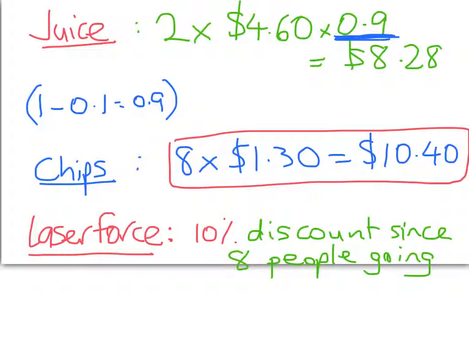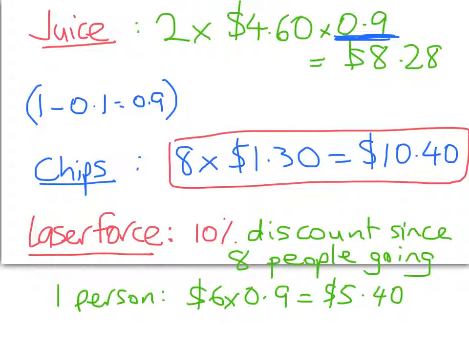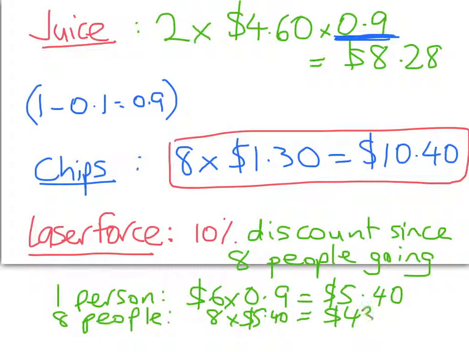going, which means that my calculation will be, now you can do this in one step, so one person, $6 times 0.9 is $5.40. So 8 people, I'm just going to squeeze that into the bottom here, okay, so 8 times $5.40 is equal to $43.20. Right, so now I'm done with the individual stuff, and on the next slide I'm going to start to answer my overall question.